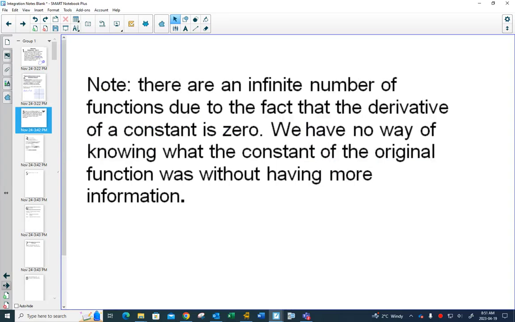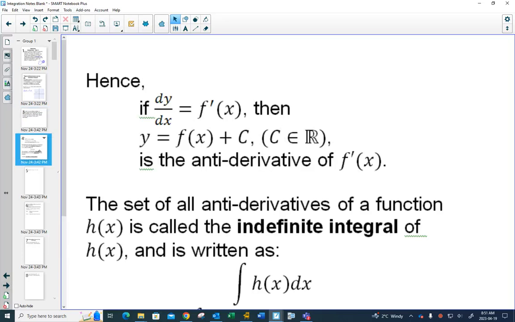So this idea that there's an infinite amount, we have that plus c at the end, and sometimes we're going to be going in and solving for that plus c as we go. Notation-wise, if we have the derivative, then the original function is just going to be f of x plus c, and we call that the antiderivative.